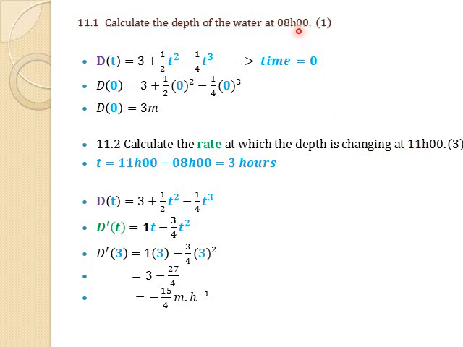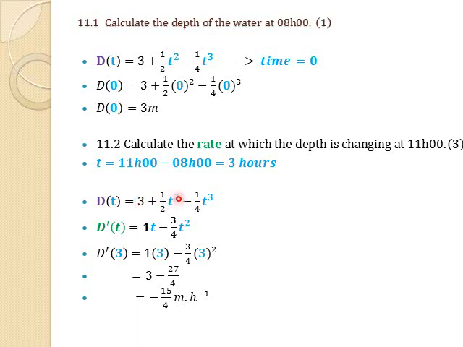Right, so remember we started at 8. So the time here, 11 minus 8 equals 3 hours. So we want the rate at which the depth is changing after 3 hours. So for rate, I'm going to find the first derivative. So d(t) equals 3 plus half t squared minus a quarter t cubed. First derivative, 3 falls away. First derivative of a constant is always equal to 0.